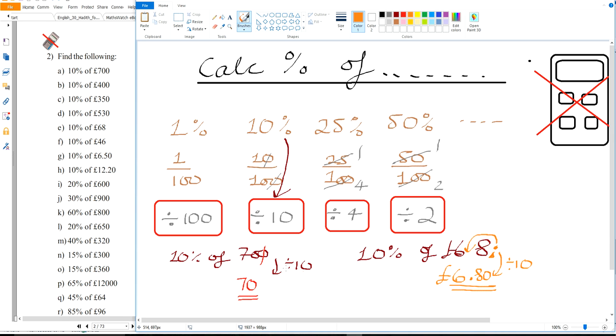So if we have a 0, it's quite easy. We just literally remove the zero if we divide by 10. But if you don't have a 0, we have to decimalize the number. Okay, and that's how we do the 10% values.